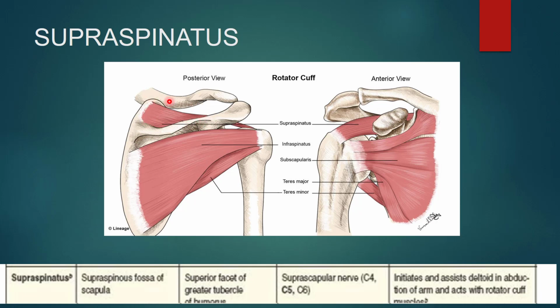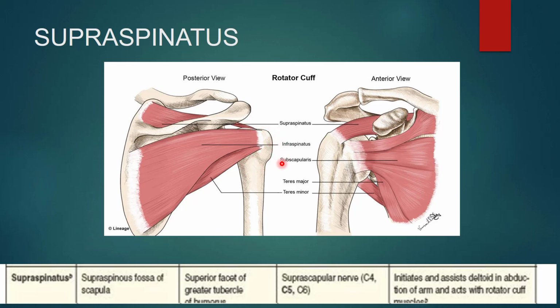There is one fossa above the spine of the scapula, which is called the supraspinous fossa, and there is one fossa below the spine of the scapula, named the infraspinous fossa. So the supraspinatus is named because it originates from the supraspinous fossa of the scapula, and it is inserted over the superior facet of the greater tubercle of the humerus.